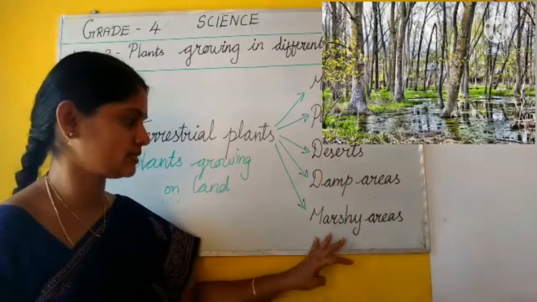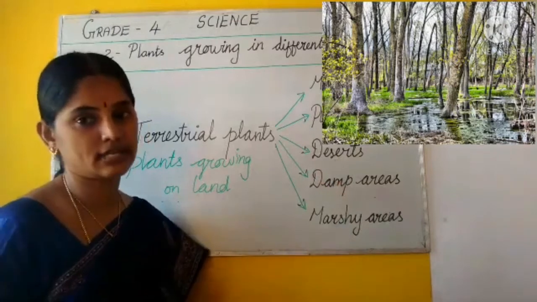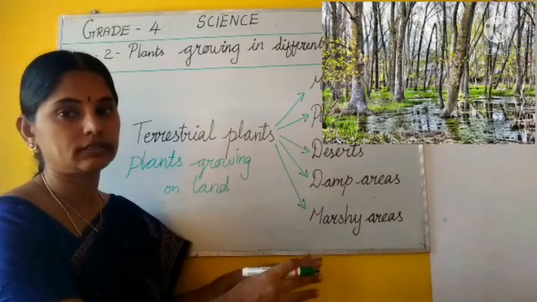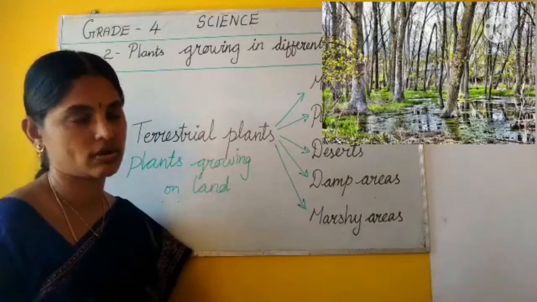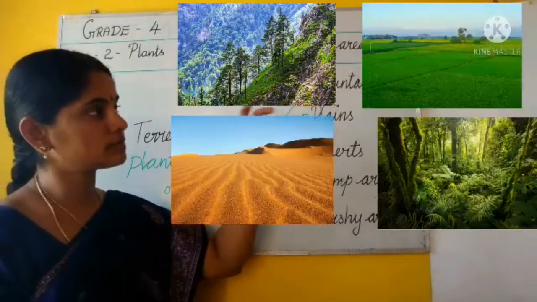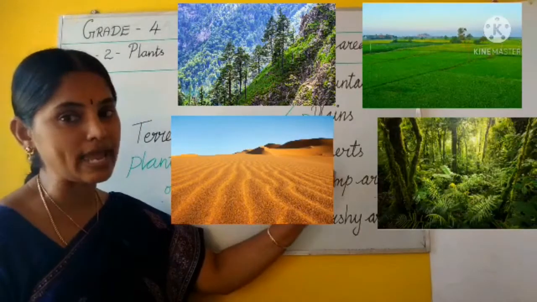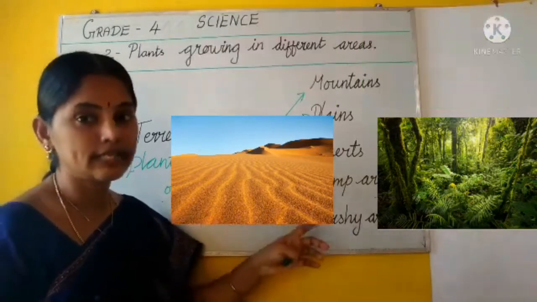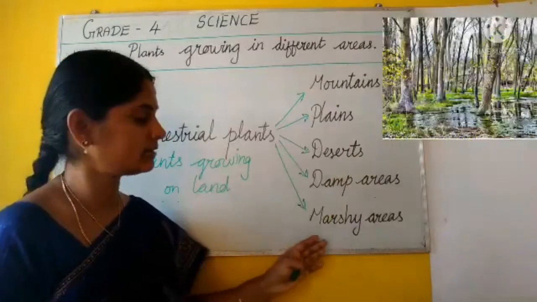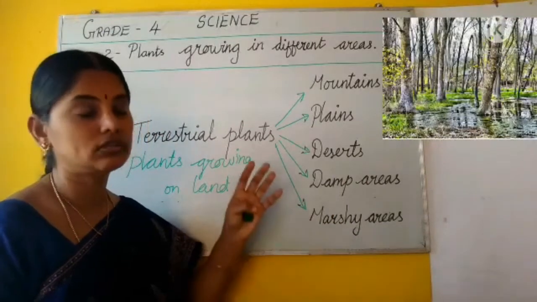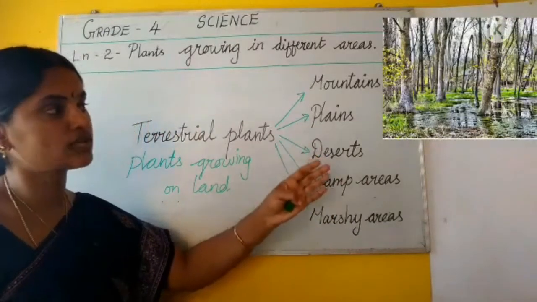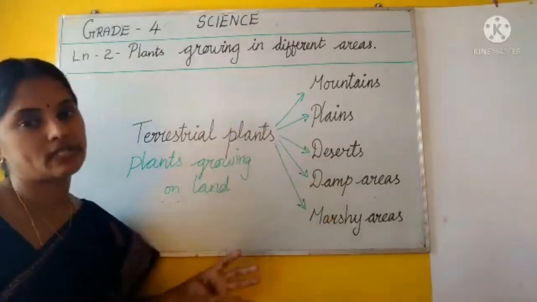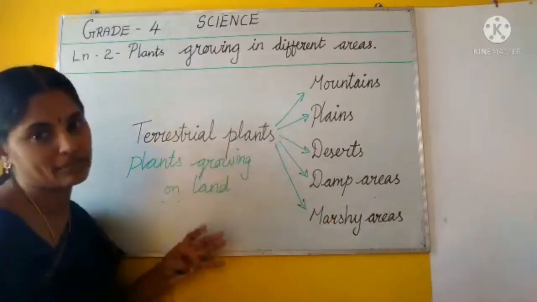Hot and damp regions. Then marshy areas, where clayey soil is mixed with water, areas where water stands. Look at the pictures. Mountain areas, plain regions, desert regions, damp areas and marshy areas. These are the different areas we can see in this world. All these plants we call terrestrial plants.